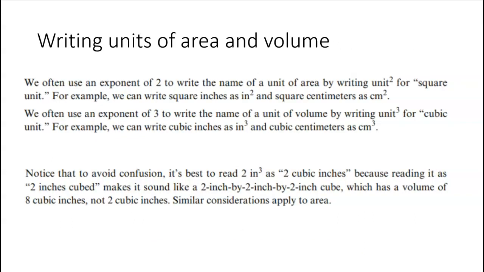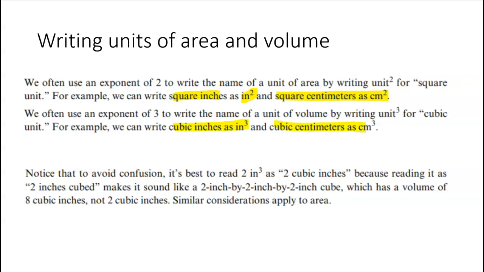When we write the units of area and volume, we use an exponent of 2 for area, and we read it as a square unit. So this would be square inches, and this is square centimeters. You can think about when we square things, right? 2 squared, 3 squared, 4 squared, square inches. And then the exponent of 3 is cubic inches and cubic centimeters.